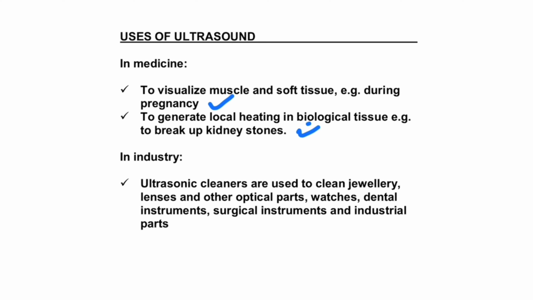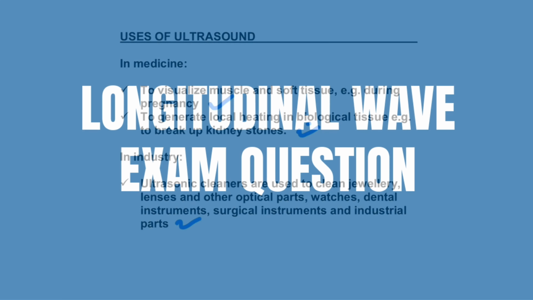And then in the industry, ultrasonic cleaners are used to clean jewelry, lenses, and other optical parts, watches, dental instruments, surgical instruments, and industrial parts. Well, that is the use of ultrasound in medicine and in the industry. So now that we have covered all the basics, let's go ahead and solve some past exam questions.